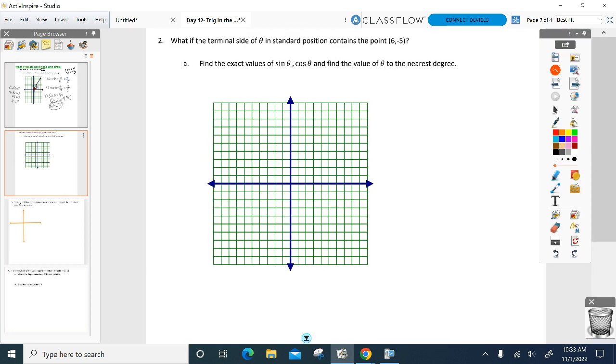All right, here's the problem though. These problems are very easy when you stay in the first quadrant. It becomes a lot tougher when we move to other quadrants like we are right now. So go ahead. Now the terminal side goes through 6, -5. So everyone go ahead, 6, -5.